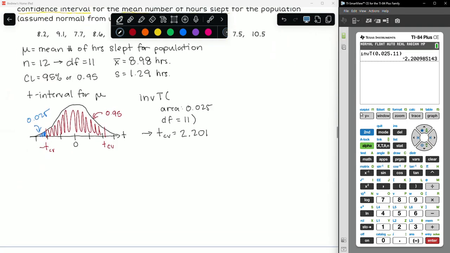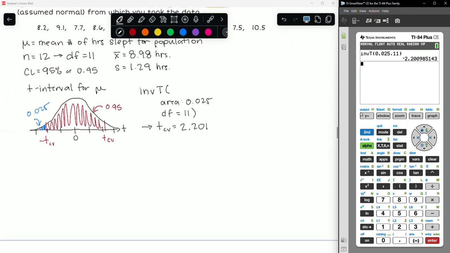From here, I just need to do the plug and chug in my equation and then write my sentence. So I know my confidence interval is sample mean plus or minus critical value times the standard error. And our sample mean was 8.98 hours plus or minus 2.201 times, and then 1.29 divided by the square root of 12.